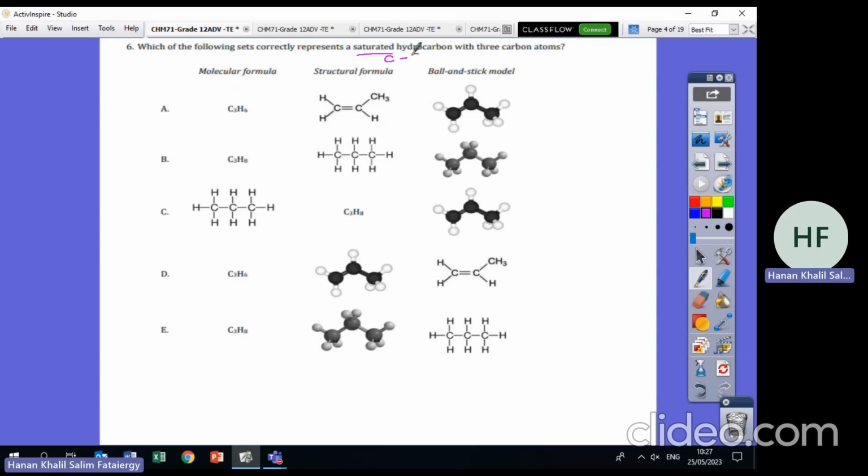Saturated means it should have a single bond with the 3 carbon atoms. So you will have 3 carbons. Of course this one is wrong because it has a double bond. This one is correct. Now this one, this is not the structural formula. This is the molecular formula. This is the structural formula. So this is wrong. This one also has a double bond, so this is wrong. And this one is called the ball and stick, and this is the structural. So this one should be here, this one should be here.